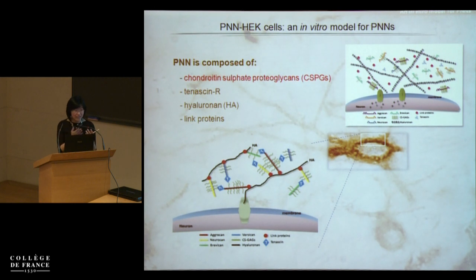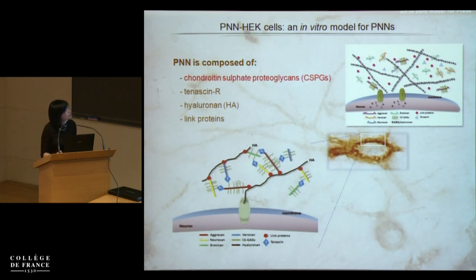But the problem with that, as you mentioned earlier, is that only about 10 to 20% of neurons might have perineuronal nets. Plus, upon such a long-term culture, it is very difficult to manipulate any molecules in the neurons because the neurons are quite fragile.